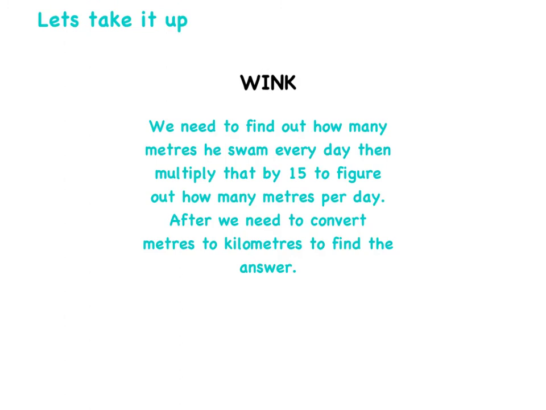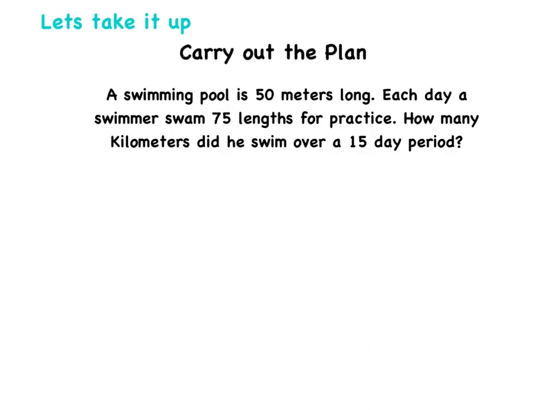Let's take it up. Wink. We need to figure out how many meters he swam every day. Then multiply that by 15 to figure out how many meters per day for 15 days. After, we need to convert the meters to kilometers to find the answer. Let's take it up. Carry out the plan. A swimming pool is 50 meters long. Each day, a swimmer swam 75 lengths for practice.